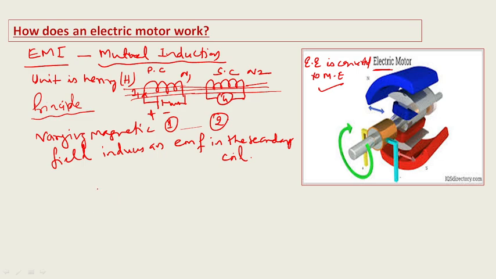So as per Faraday's law, there is a formula for the induced EMF. The electromotive force induced in a coil is proportional to the change in current, and the constant of proportionality is M, which is called mutual inductance. So, change in current.